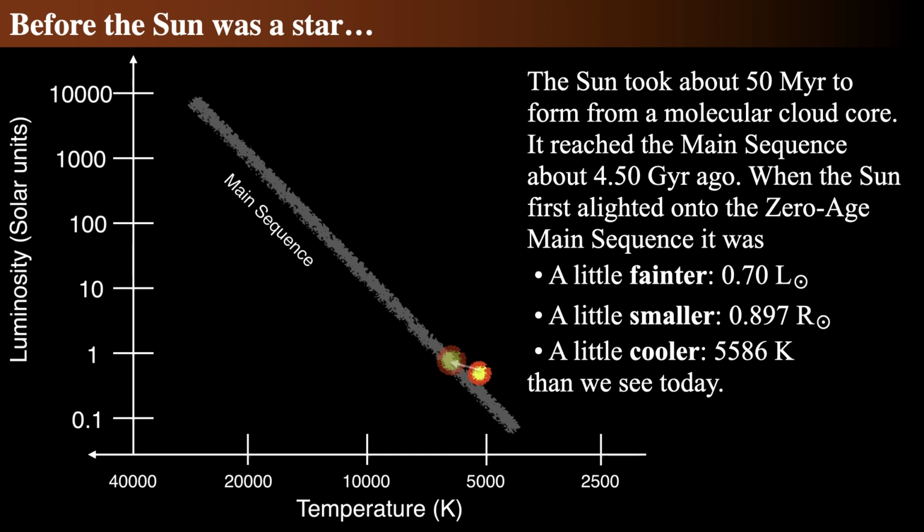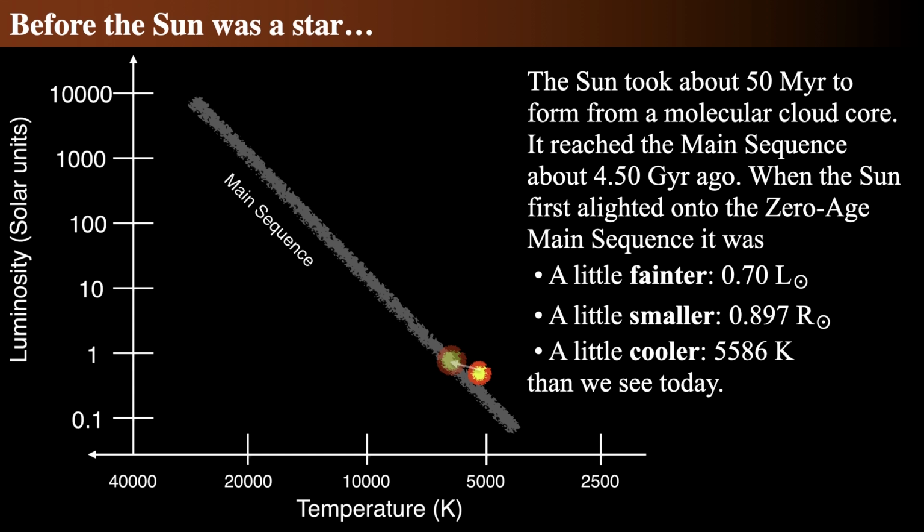And when the Sun first dropped onto the main sequence, where it has been since we would call its birth, we call that the zero age main sequence, when full hydrogen ignition occurred, and there was thermal equilibrium as well as hydrostatic equilibrium. Once all those three things were satisfied, the star can be called a zero age main sequence star. Now, at that time, the Sun was a bit fainter.